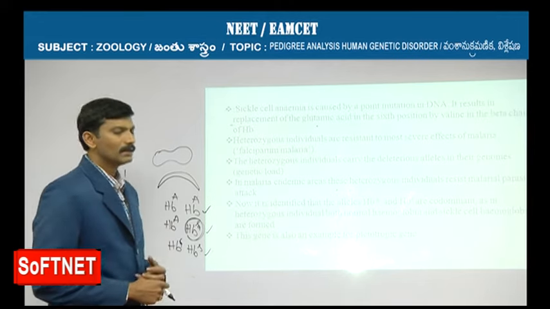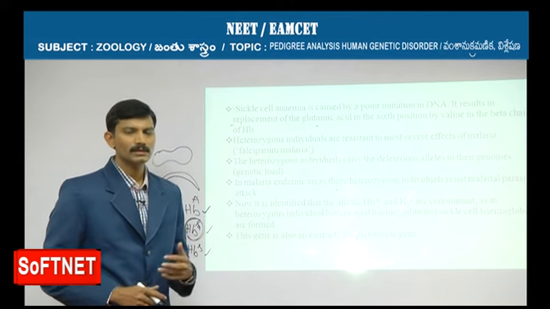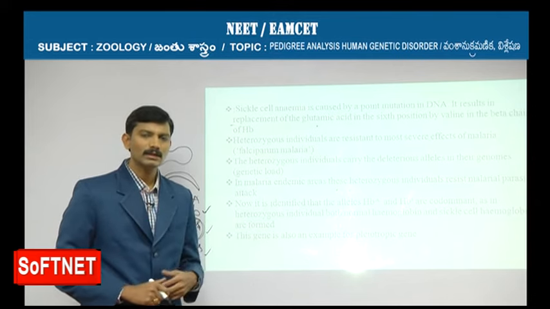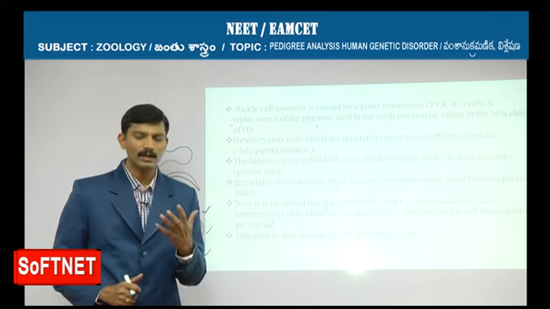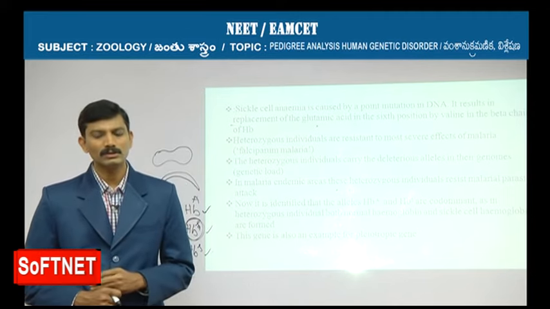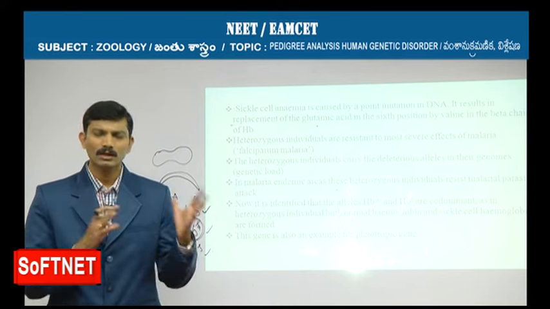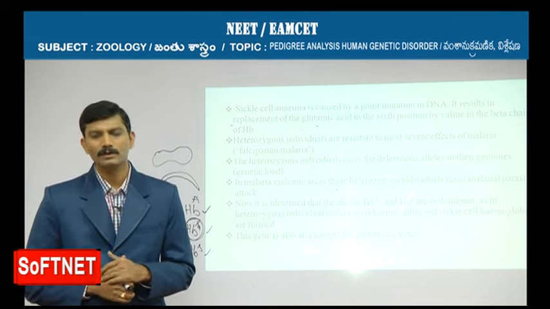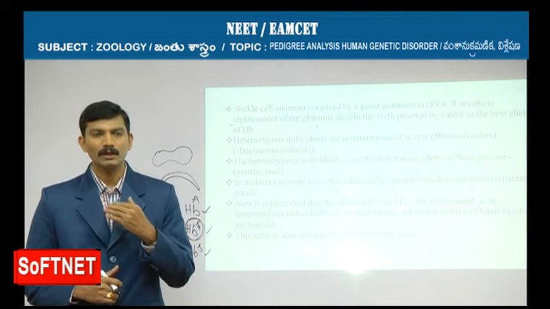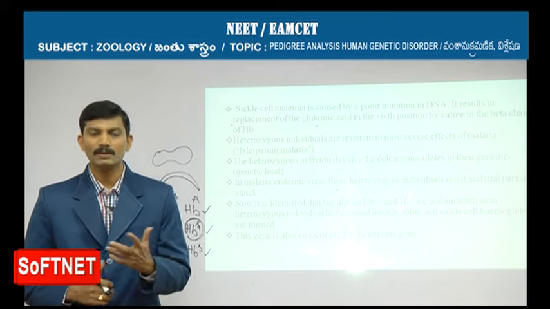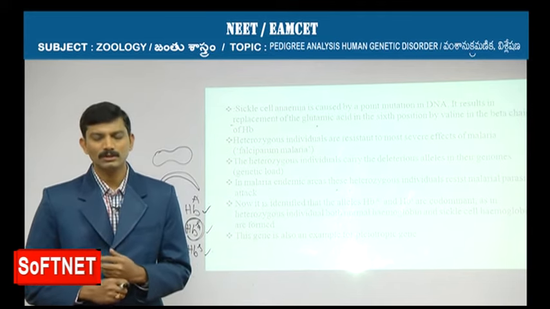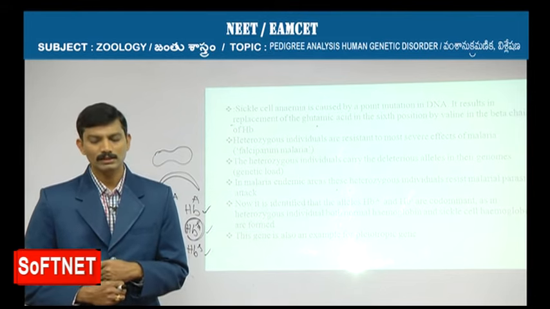So how does sickle cell anemia actually occur? It arises as a result of a point mutation in the DNA. It results in the replacement of glutamic acid at the sixth position by valine in the beta chain of hemoglobin. As you know, hemoglobin carries two alpha and two beta chains. In the beta chain, at the sixth position of normal RBC cells, glutamic acid is present. If it is replaced by valine due to the point mutation, then the cell turns into a sickle cell.